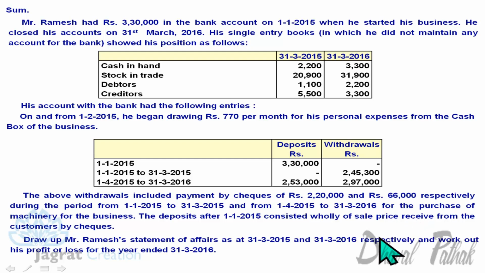By preparing the statement of affairs in this fashion, I will find out the capital as on 31/3/2015 and 31/3/2016, and I will find out the profit by preparing the capital comparison statement. Now, let me start with the sum.